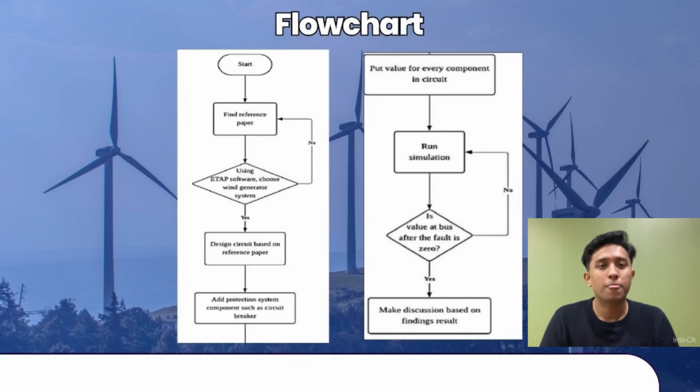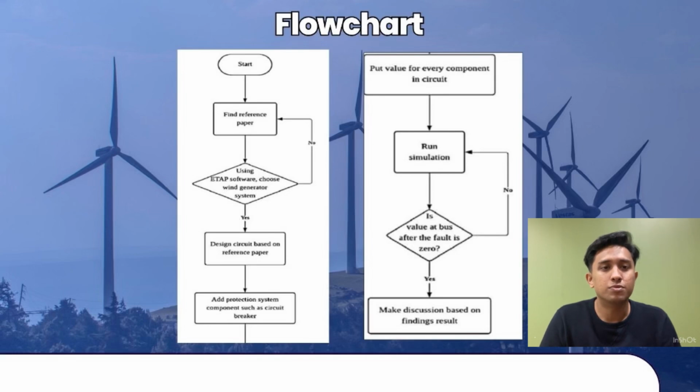Second, circuit design and protection. Design the electrical circuit in ETAP software, following the specifications from your chosen reference paper. Integrate essential protection system components such as circuit breakers into the design. Third, component parameterization. Assign appropriate electrical values like voltage, current, and impedance to every component within your circuit design.